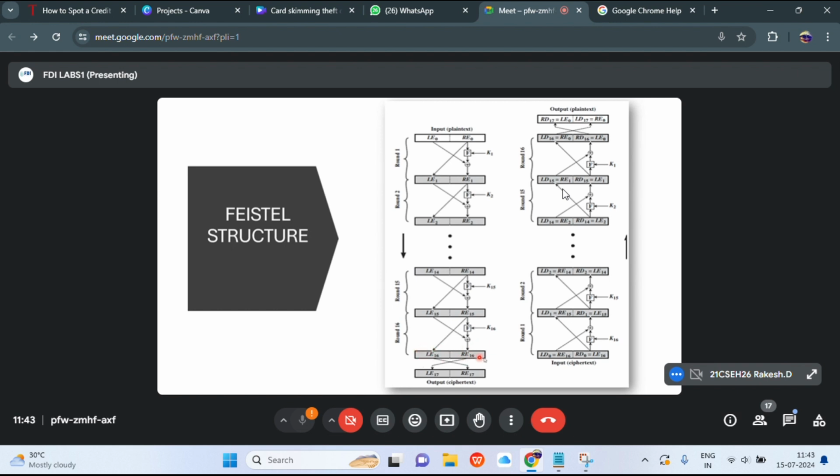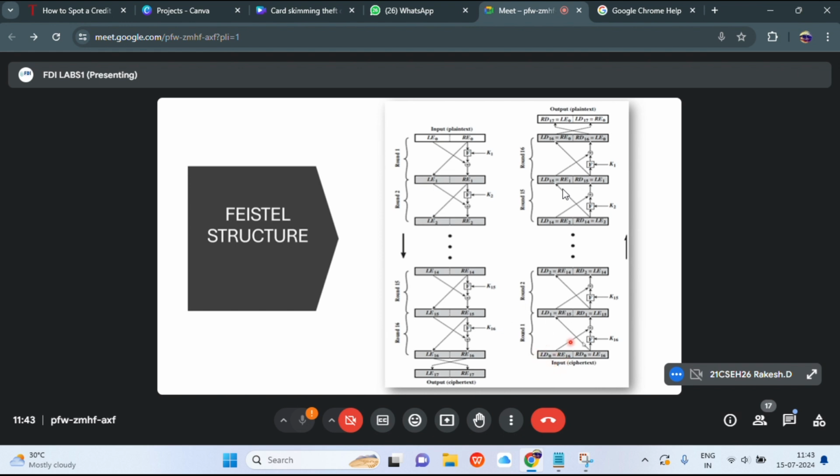Now this pre-output has to undergo one more function, called the swap function. After the swap function, the left side goes to the right side and the right side goes to the left side. Now we have got the ciphertext. This is the encryption process, and next is the decryption process. The decryption process uses the same keys that the encryption process used.